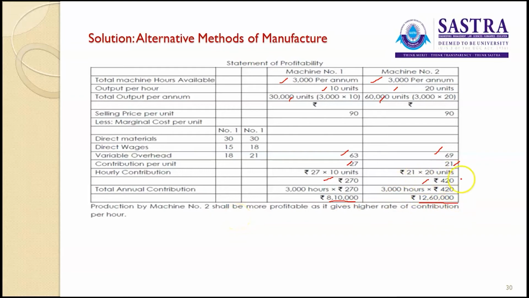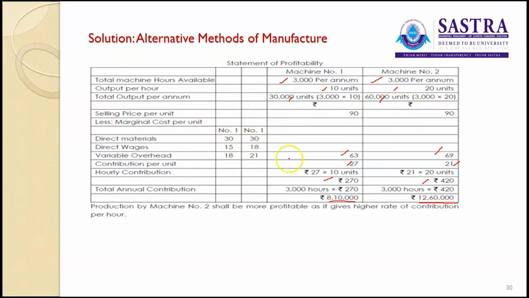Now the contribution of machine 2 is said to be the highest one, as 12,60,000 rupees is earned. Here it is only 8,10,000. So machine 2 is said to be more profitable as it gives the maximum contribution. The available hours is 3,000 hours. We'll have 10 units. So we are calculating for units now, 30,000 units and 60,000 units.